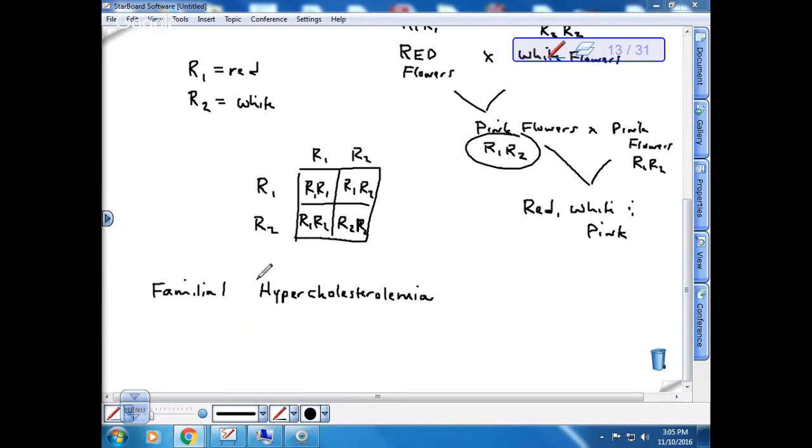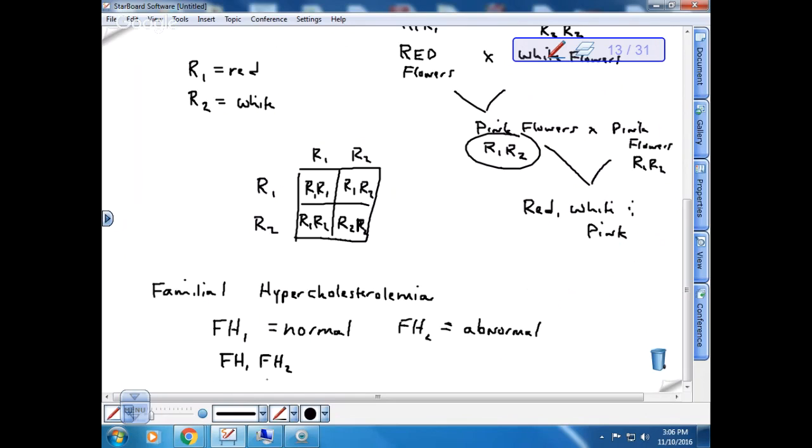So let's look at this gene FH. So let's say that FH1 is normal. And FH2 is abnormal. So that's the one that leads to the disease, okay? So you could have one normal allele and one mutant allele. And then this causes heart disease when you're in your 20s to 30 years of age, right? So abnormal levels of cholesterol can cause a heart attack in a 30-year-old or 25-year-old, okay?